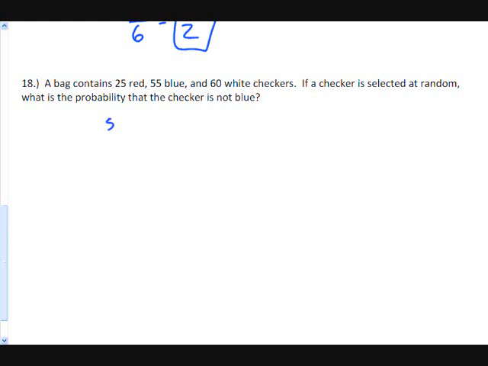All right, so there are 55 blue checkers, and there are a total of, let's see, 140 checkers. And then I would just have to reduce that fraction. And when I reduce that fraction, the 55 over the 140 gives me an 11 over 28. That's for getting blue, so not blue would be everything else. And remember, these have to add up to 1. So not blue would be a 17 out of 28.